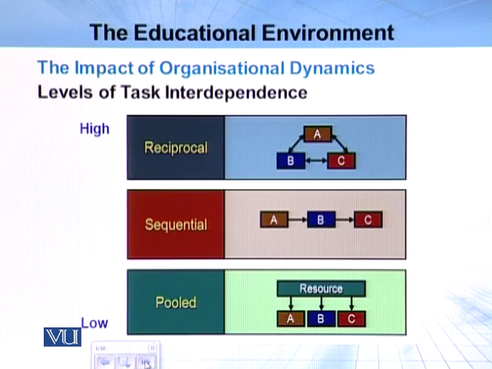Where task interdependence is quite low, this is where all the members of the group actually communicate, actually interact through some other medium, a resource, or some other individual, a resource person. And so there's no direct lines of communication between individual members of the group. In the middle ground, we have sequential interdependence. This is where individual members of the group refer only to certain other members rather than all members. And so a chain is formed of communication through the group.